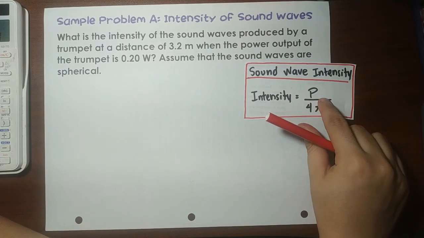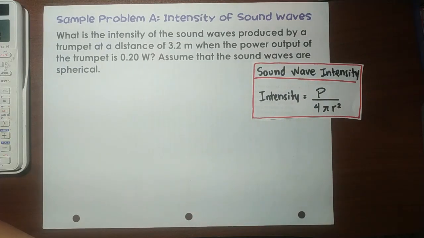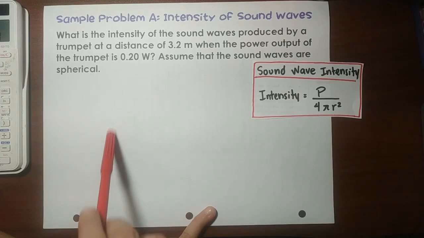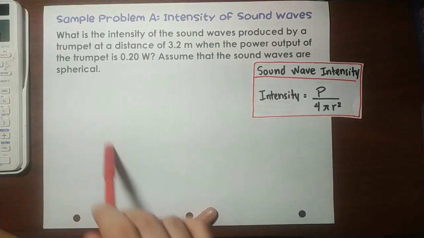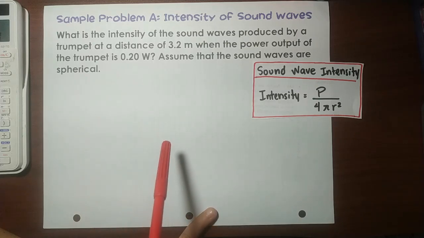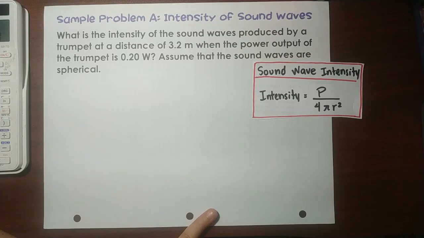Now let's do one example. It says, what is the intensity of a sound produced by a trumpet at a distance of 3.2 meters when the power output of the trumpet is 0.2 watts? Assume that the sound waves are spherical. As they're telling you that the sound waves are spherical, you can assume that it has a round shape, okay, because a sphere is spherical. It's round.